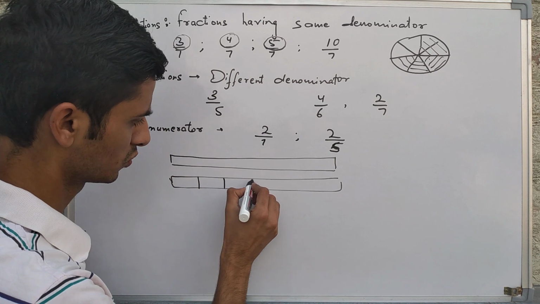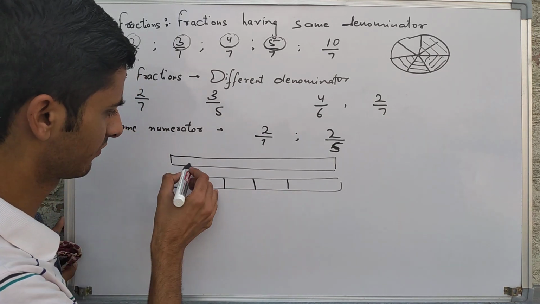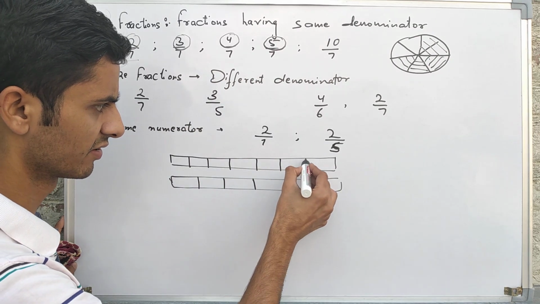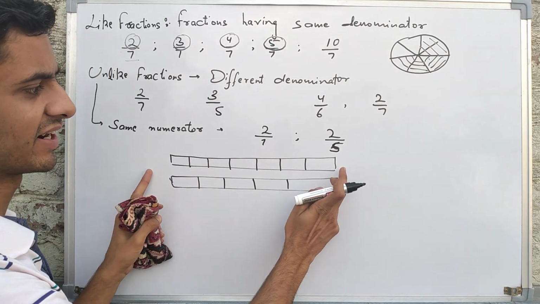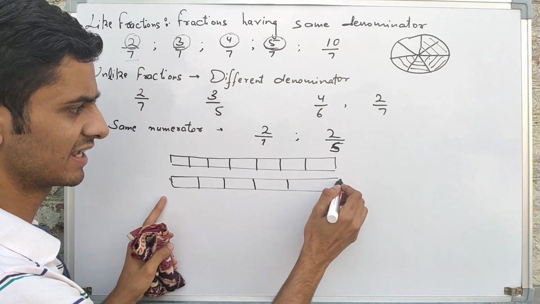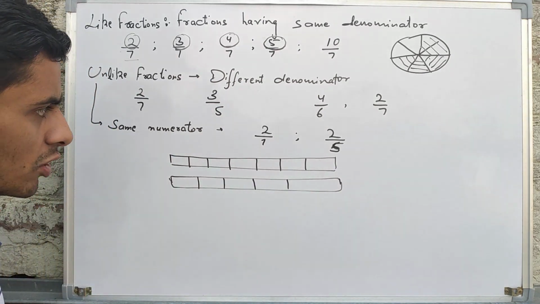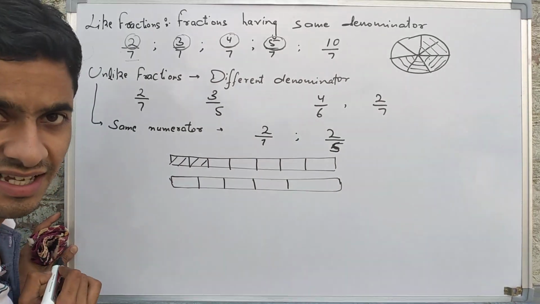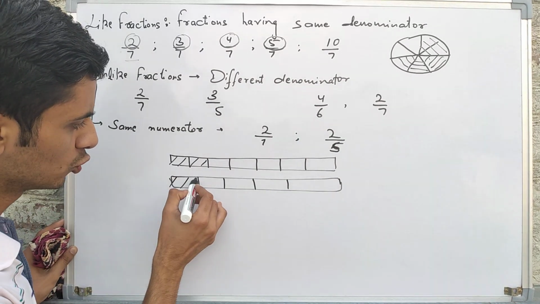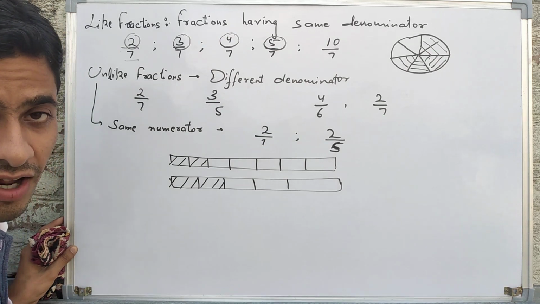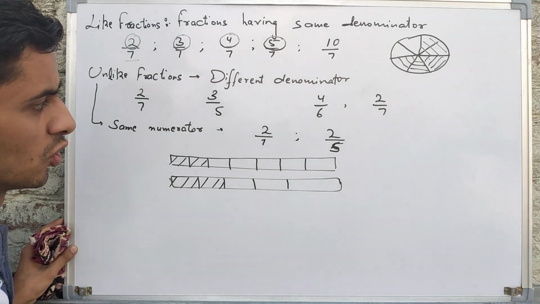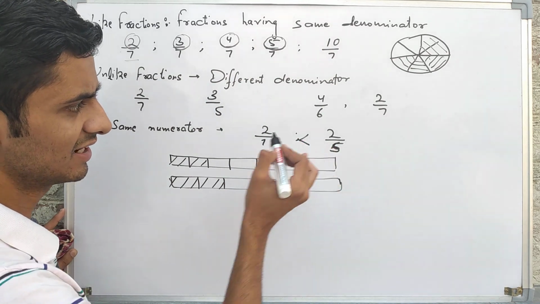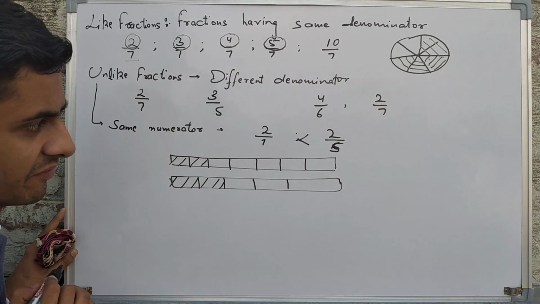Okay. One whole I am having. 1, 2, 3, 4, 5. 1, 2, 3, 4, 5, 6, 7. Here I am dividing it into suppose 7 equal parts, and here I am dividing it into 5 equal parts. Here if you consider these 2 parts out of 7, and here 2 parts out of 5 are obviously more. So we can say that this 2 upon 7 is smaller than 2 upon 5.